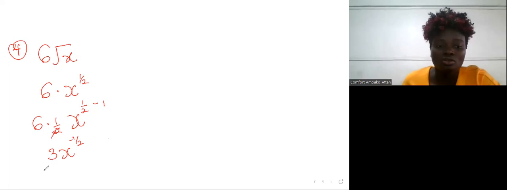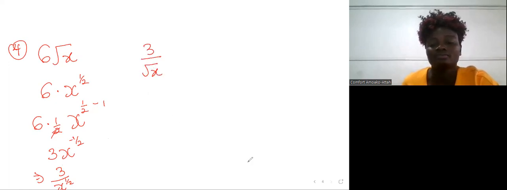All right. You can still change this to give you 3 over x exponent half, and you now introduce your root sign. So 3 over root x.